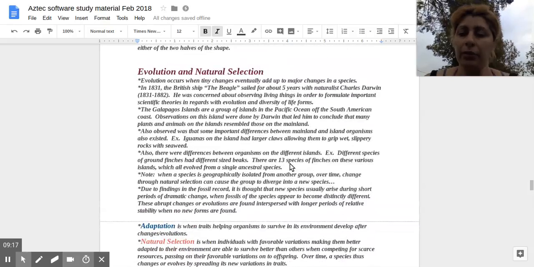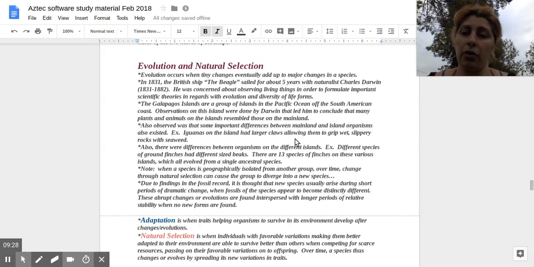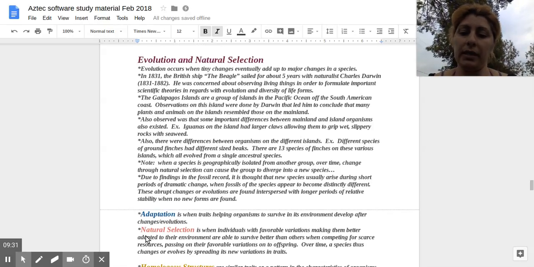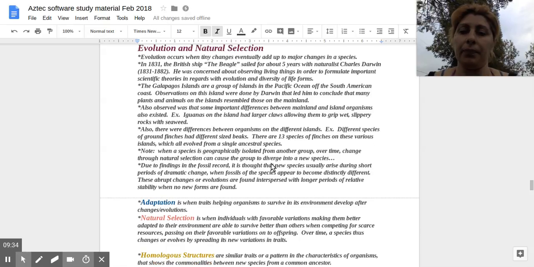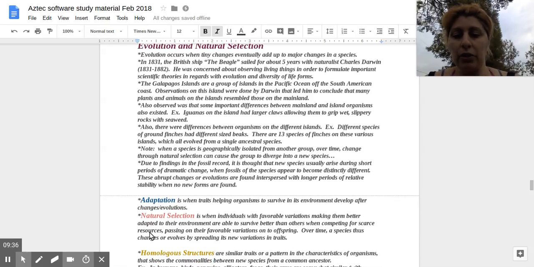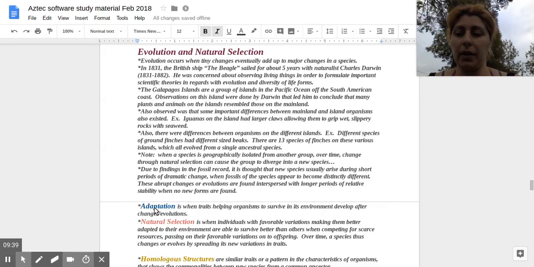In the next section, evolution and natural selection. Evolution occurs when tiny changes eventually add up to major changes in a species. Genetic changes over time result in different proteins being produced and different changes in an organism, appearance-wise and function-wise. Organisms will change over time due to their genes changing. We're going to learn in the next section about Charles Darwin and evolution.